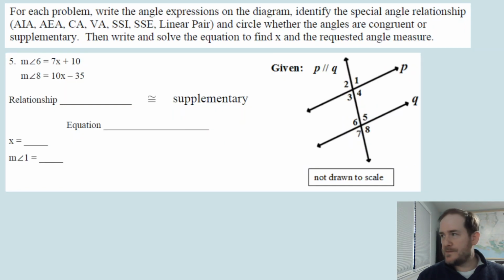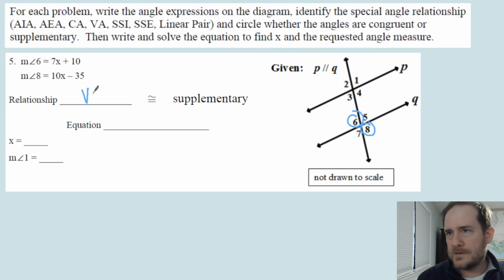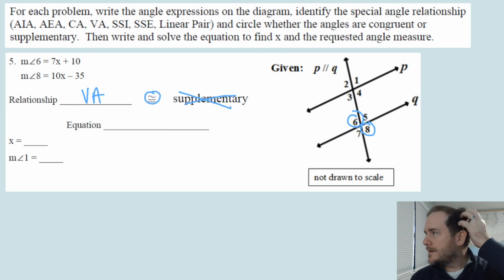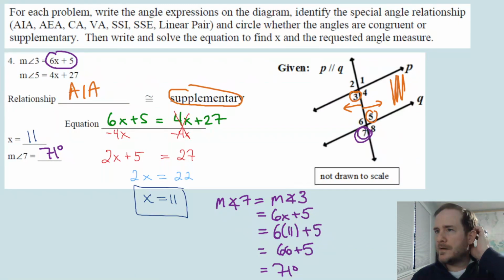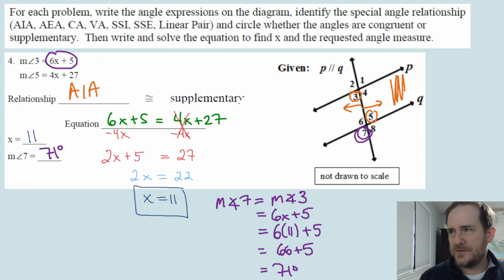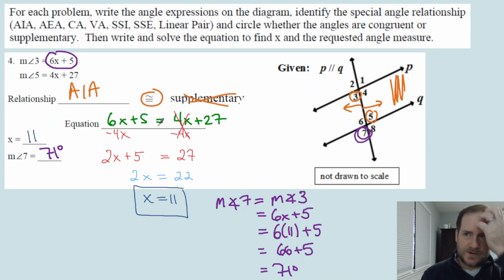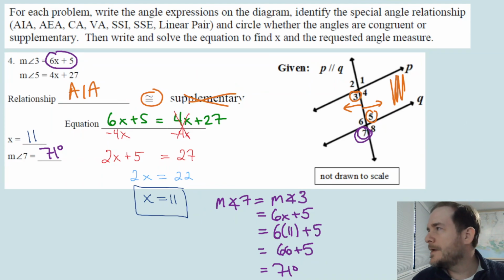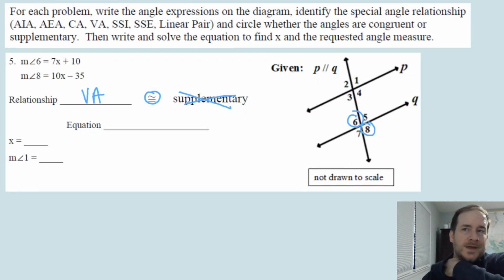5 is more of the same, but I'll keep going in case you guys need the help. 6 and 8 are vertical angles, so that makes them congruent, not supplementary. So I had a feeling I screwed this up. I don't know why I said that in the last question. Obviously these angles were not supplementary. Those were supposed to have been congruent. My bad. I did the math right. We set them equal because they were congruent. I circled the wrong thing for some reason. Anyway, try not to do that again.